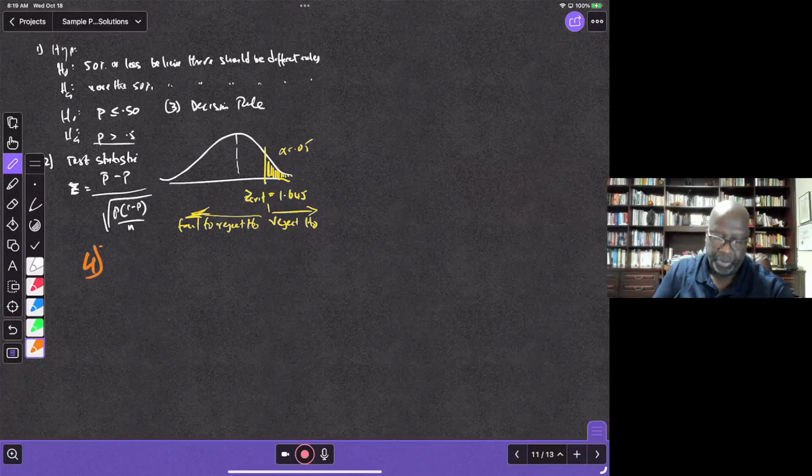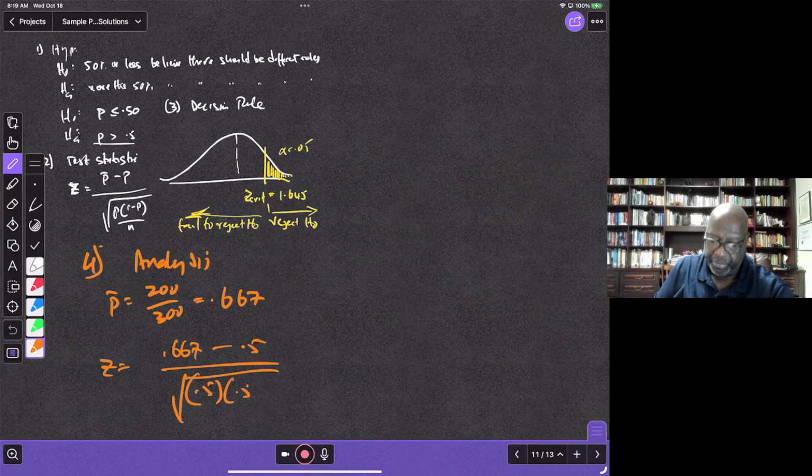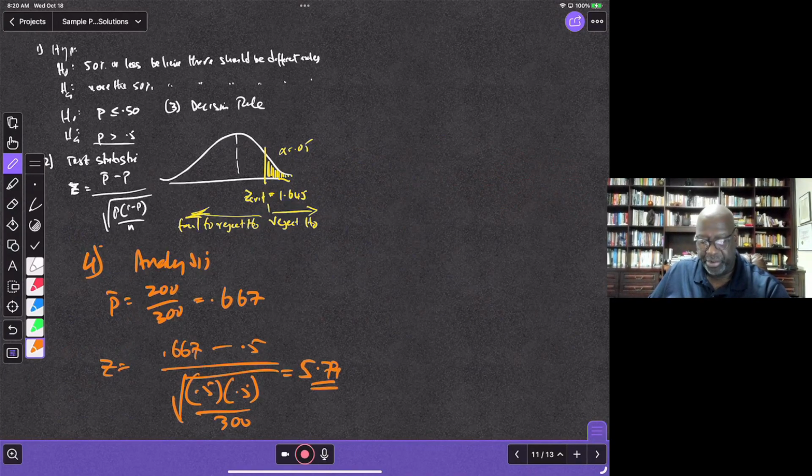So step 4, analysis. We need a sample proportion. That's 200 over 300. This is 0.667. And so we have Z is equal to 0.667 minus 0.5. Just basically follow the formula. 0.5 times 0.5 over 300, which gives us a value of 5.79. This is actually quite large.